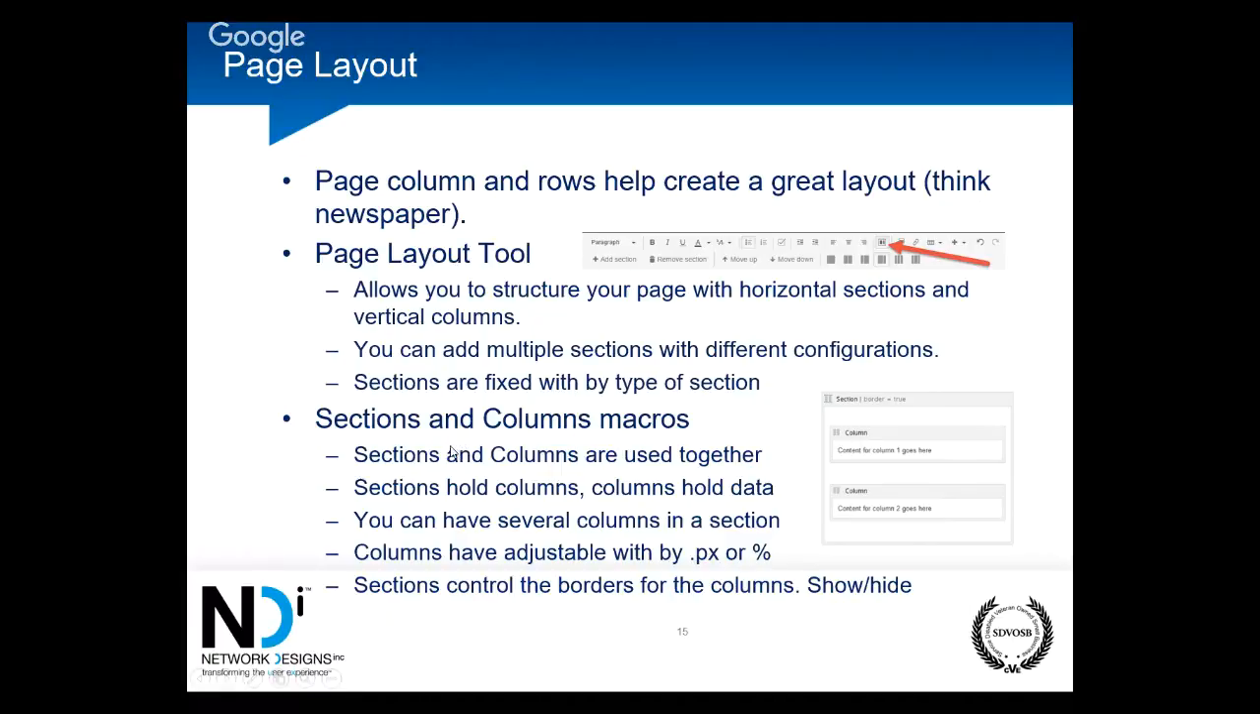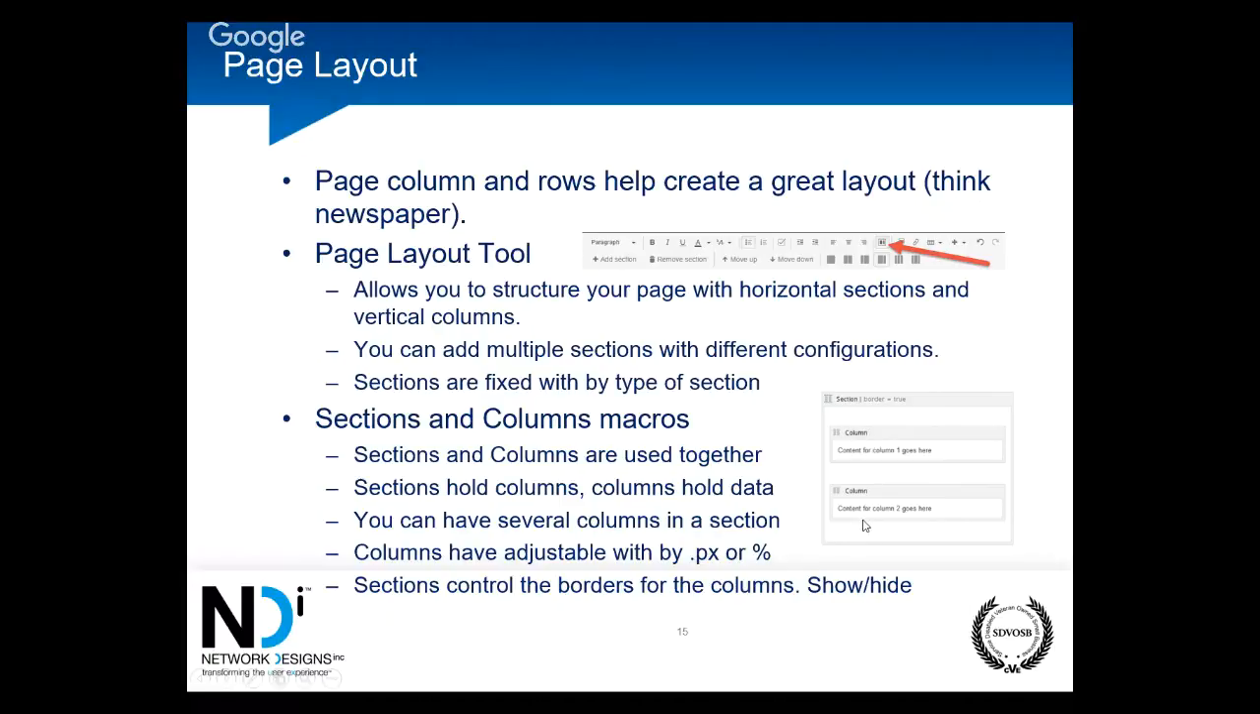The sections and columns macros, though, these are a little different. So imagine you've created a section, you've got a 50-50, so you've got your page laid out and split right down the middle. You've got 2 equal columns, one on each side. On the left-hand side, you want to have 2 more columns, right? So you've got 2 columns of data. To do that, you add the section macro, which contains 2 column macros. You can have as many column macros in there as you want.